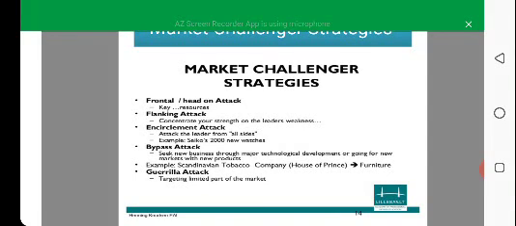Flank attack is to concentrate your strength on the leader's weaknesses. You concentrate on the blind spot, the weaknesses, or the area which they are not covering. Encirclement attack means you attack the leader from all sides. You expand your variety so much that they cannot come near you, like Seiko, which has 2000 different styles of watches for different age and sex groups.